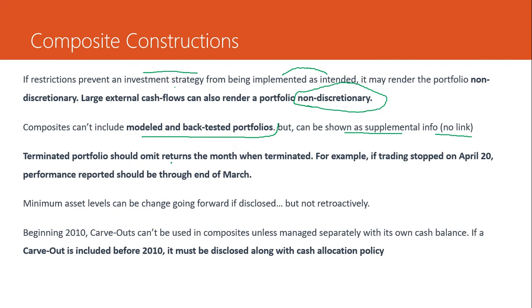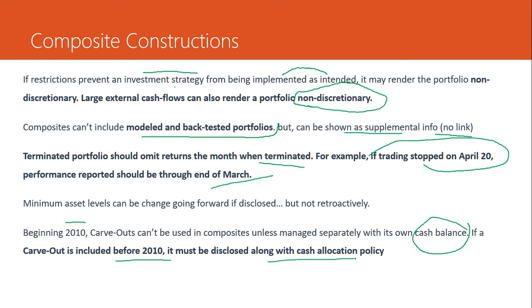Terminated portfolios should omit returns for the month when they are terminated. For example, if trading has stopped in a portfolio on April 20, up till March, the reporting should be done. Meaning, beginning 2010, carve outs can't be used in composites unless managed separately with their own cash balance. If a carve out is included before 2010, it must be disclosed. Carve out is a spin off or separation of a portfolio.